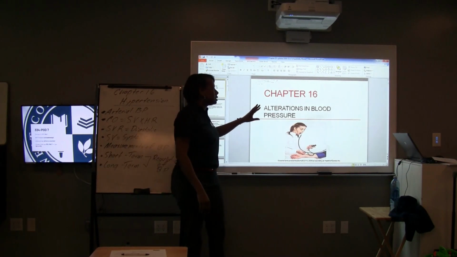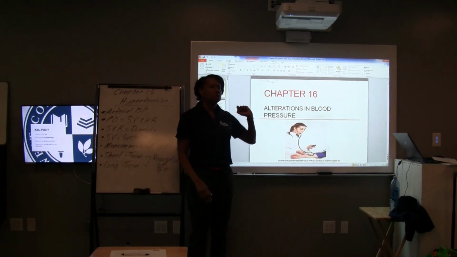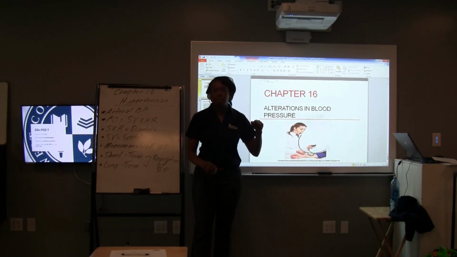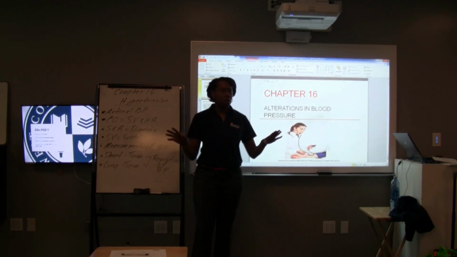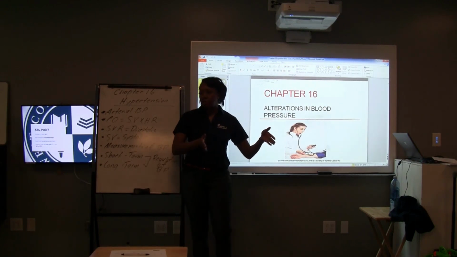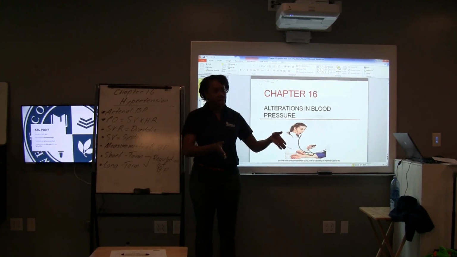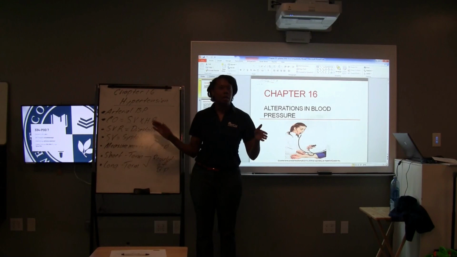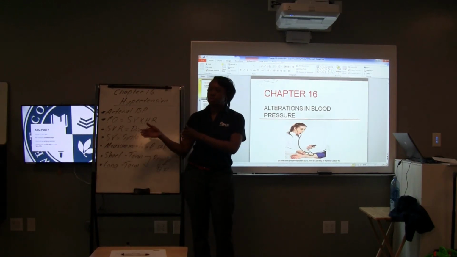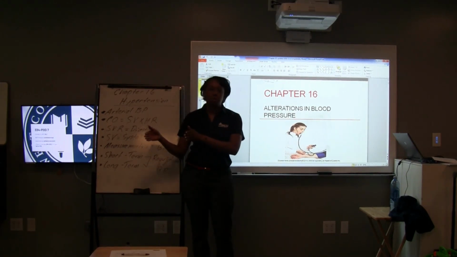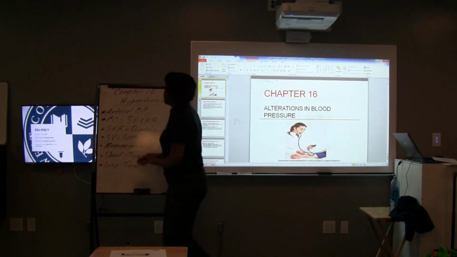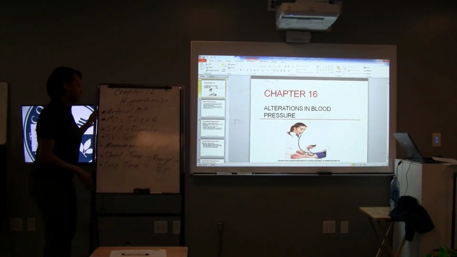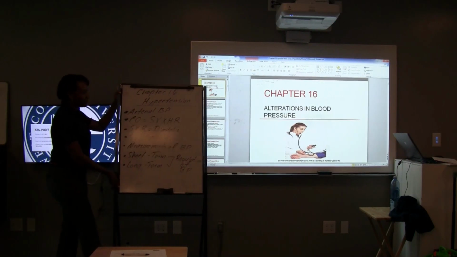So chapter 16 focuses on alterations of blood pressure, okay? In this chapter, we're going into everything about hypertension. The first half of this chapter is focused on the normal anatomy and physiology of how blood pressure is regulated in the body, so we're going to go over that first. And then the second half goes into the topic of hypertension, okay? I wrote a few concepts here on the board that I want to go into detail with.